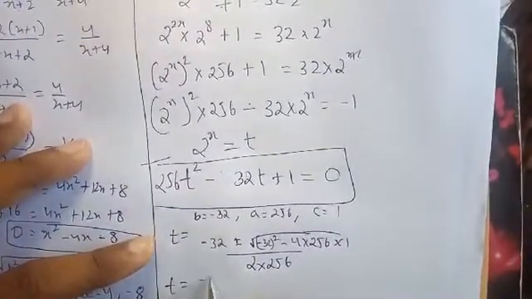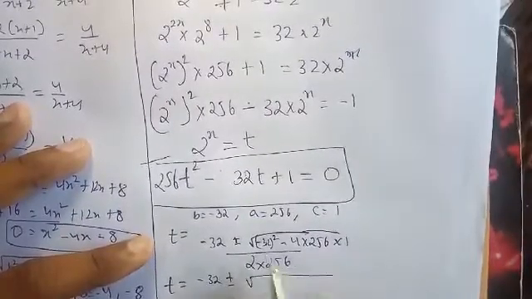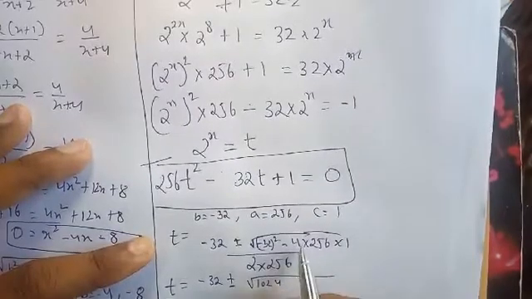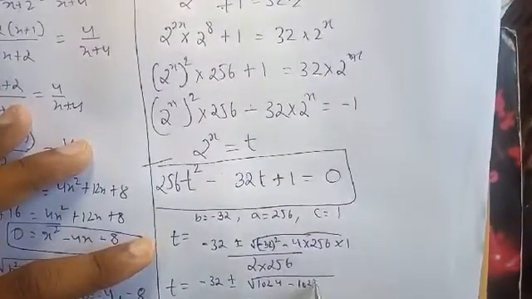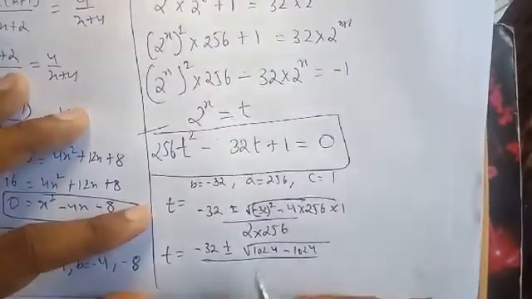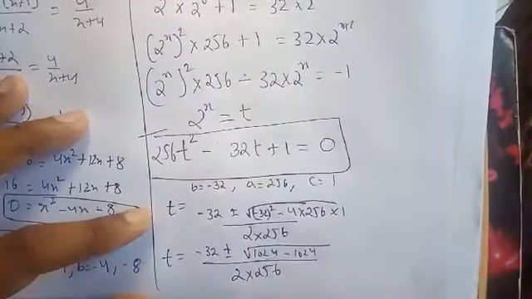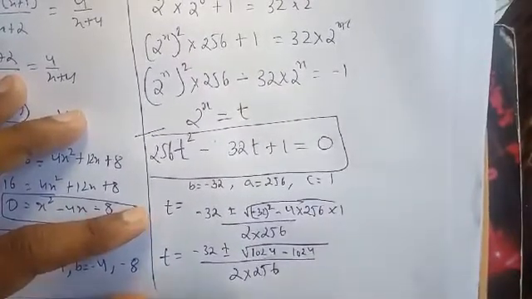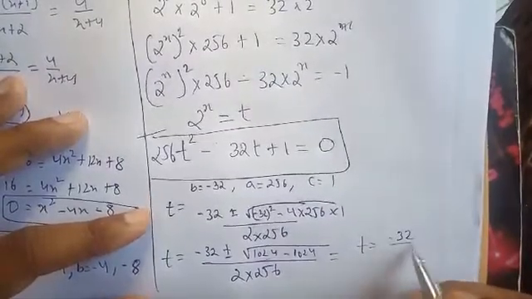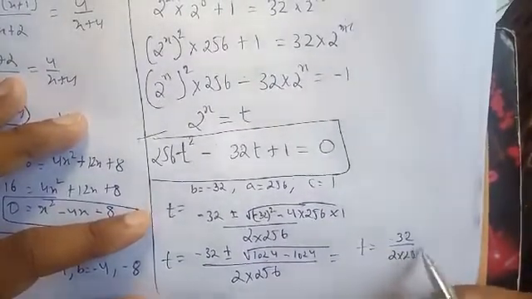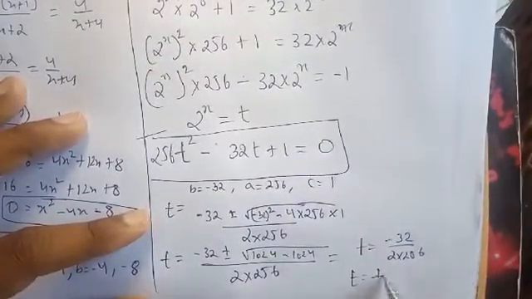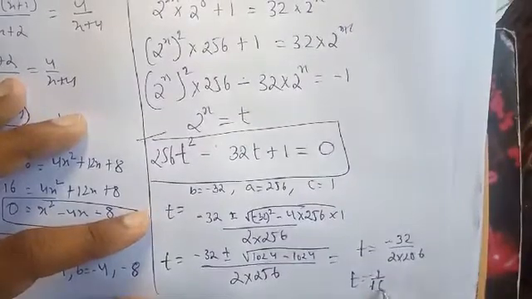Now t equals to minus 32 plus minus, and if I solve this I'll get 1024. Okay, and when I solve this I'll get 1024 as well. So it means when I cancel this out I'll be getting 0 upon 2 into 256, right? So everything is cancelled. So I got the value of t is equals to minus 32 over 2 into 256, and when I cancel them down I'll get t equals to 1 upon 16, minus 1 upon 16.